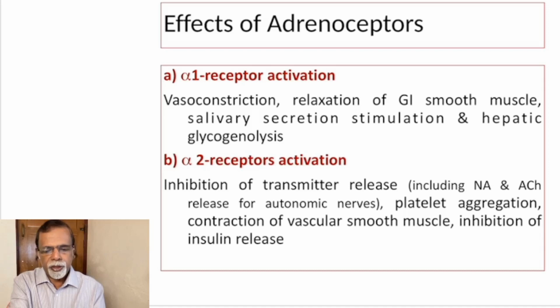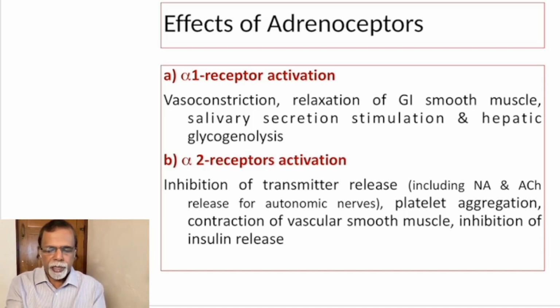Hope this point is clear to you. The alpha 2 receptor activation produces the reverse effect. It produces inhibition of the neurotransmitter release, including noradrenaline and acetylcholine. So, contrary to the effects of the alpha 1 receptor, alpha 2 receptor activation leads on to inhibition of the release of neurotransmitters.